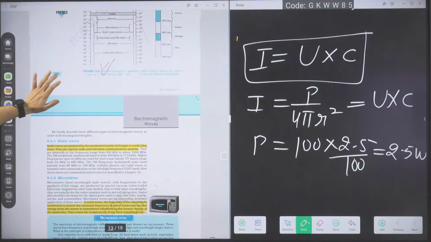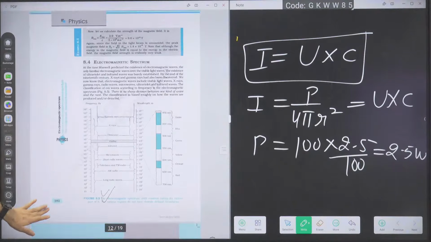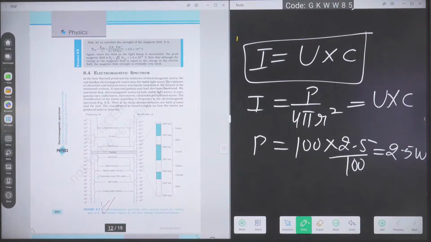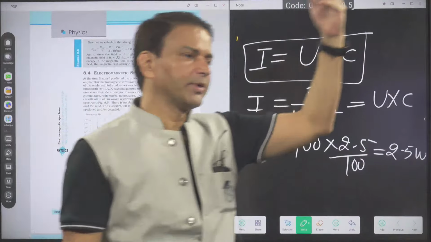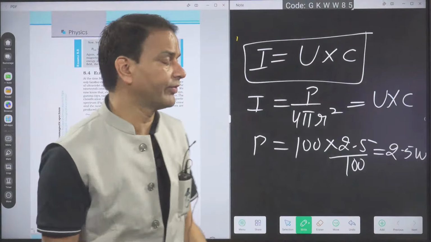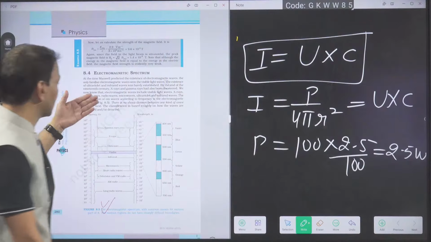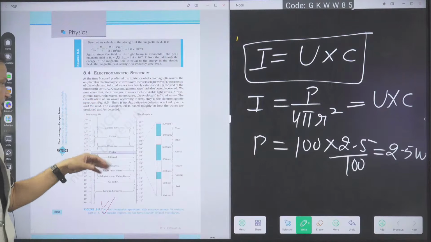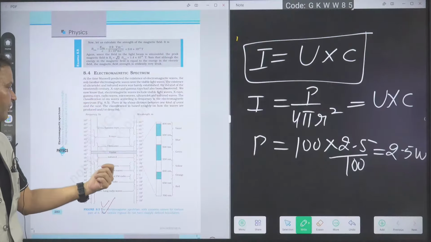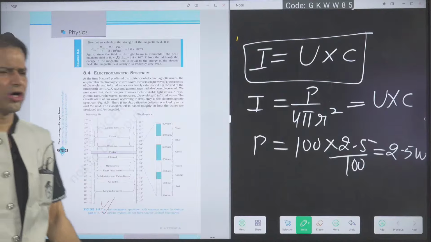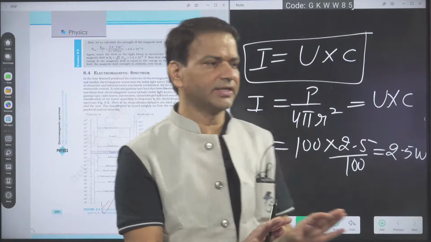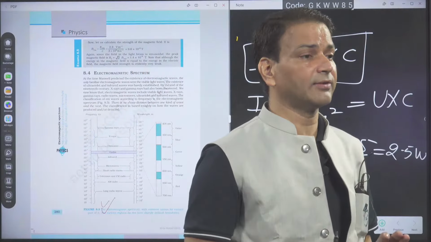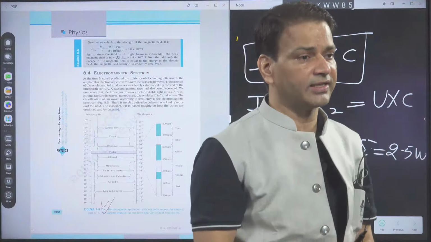This part is very important. Okay, electromagnetic spectrum. One thing everybody knows is the increasing order of the wavelength. What is the increasing order of the wavelength? Gamma has the minimum, then X-ray, then ultraviolet, then visible, then infrared, then microwave, then short radio, long radio, or we can say radio. So first thing everybody has to remember, what is the order of the increasing wavelength?